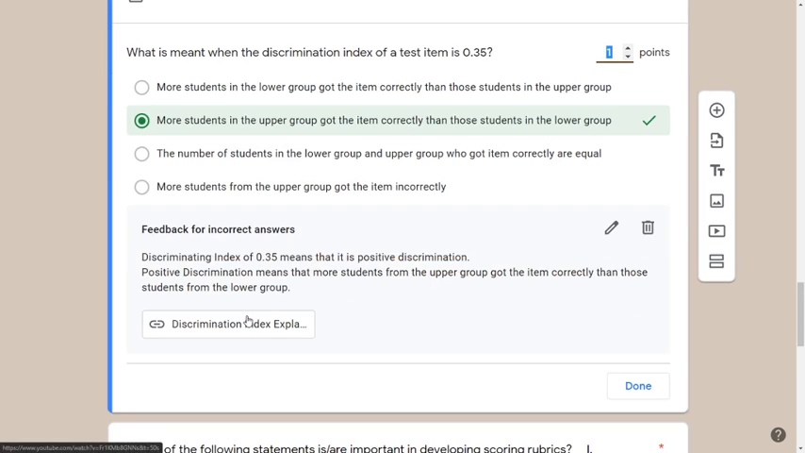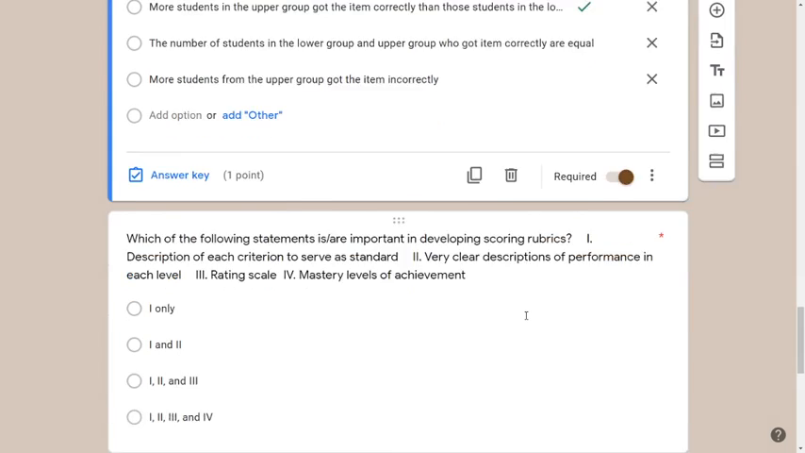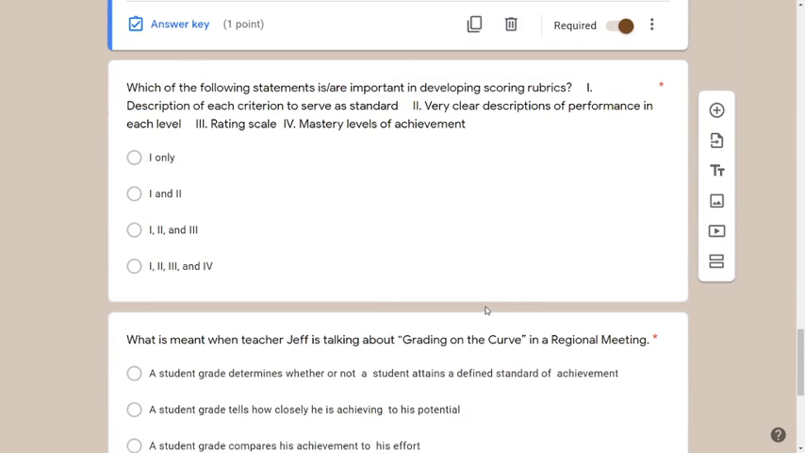So let's see here. The discrimination index of 0.35 means that it is a positive discrimination. Positive discrimination means that more students from the upper group got the item correctly than those students in the lower group. And there's actually going to be an explanation on this video as well. Okay? So next, which of the following statements is or are important in developing a scoring rubrics?